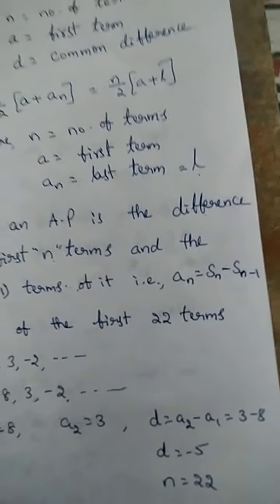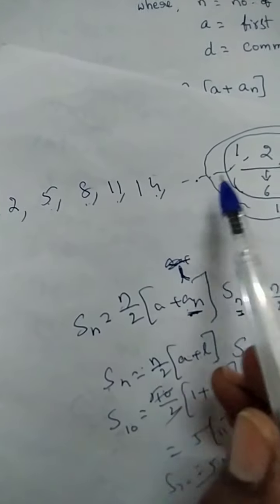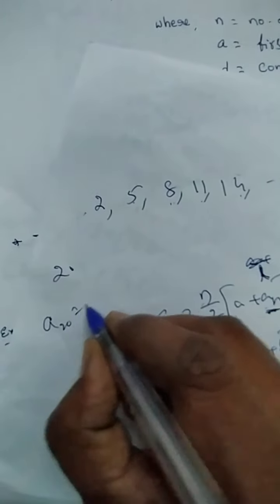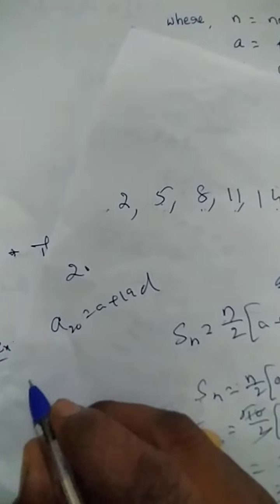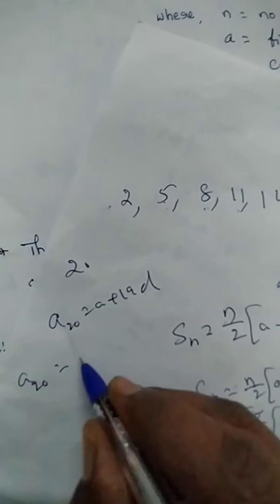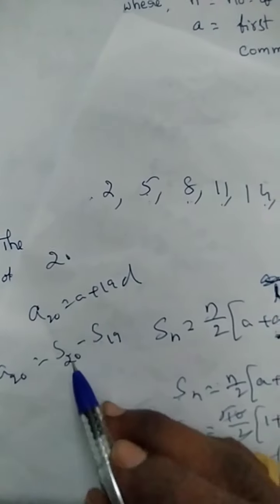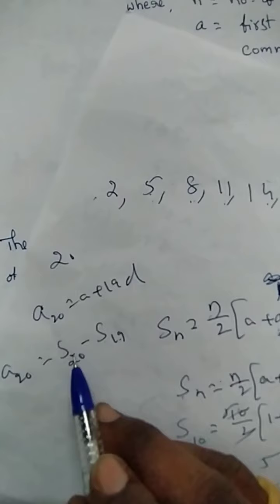For example, they are giving 2, 5, 8, 11, 14 and so on. In this situation, if the question is to find the 20th term, then a20 is equal to a plus 19d, where a is the first term and d is the common difference. Instead of that, we can use one more formula, that is a20 is equal to s20 minus s19.